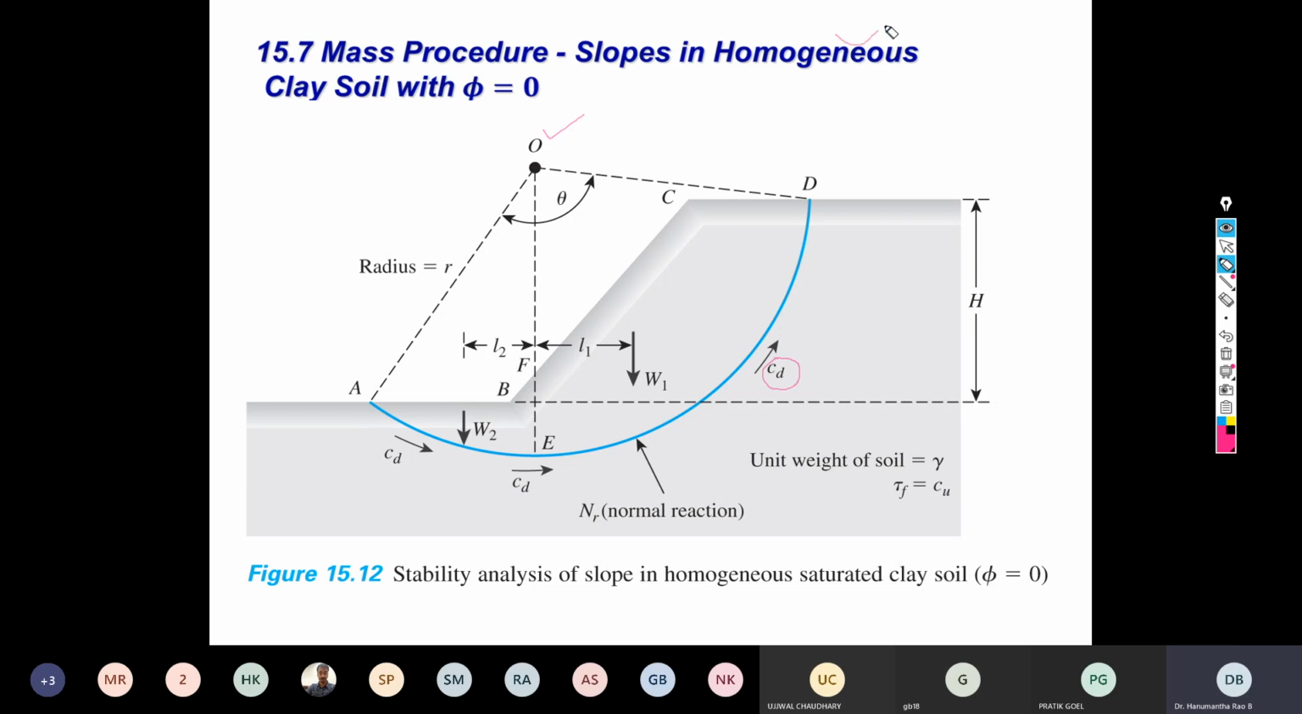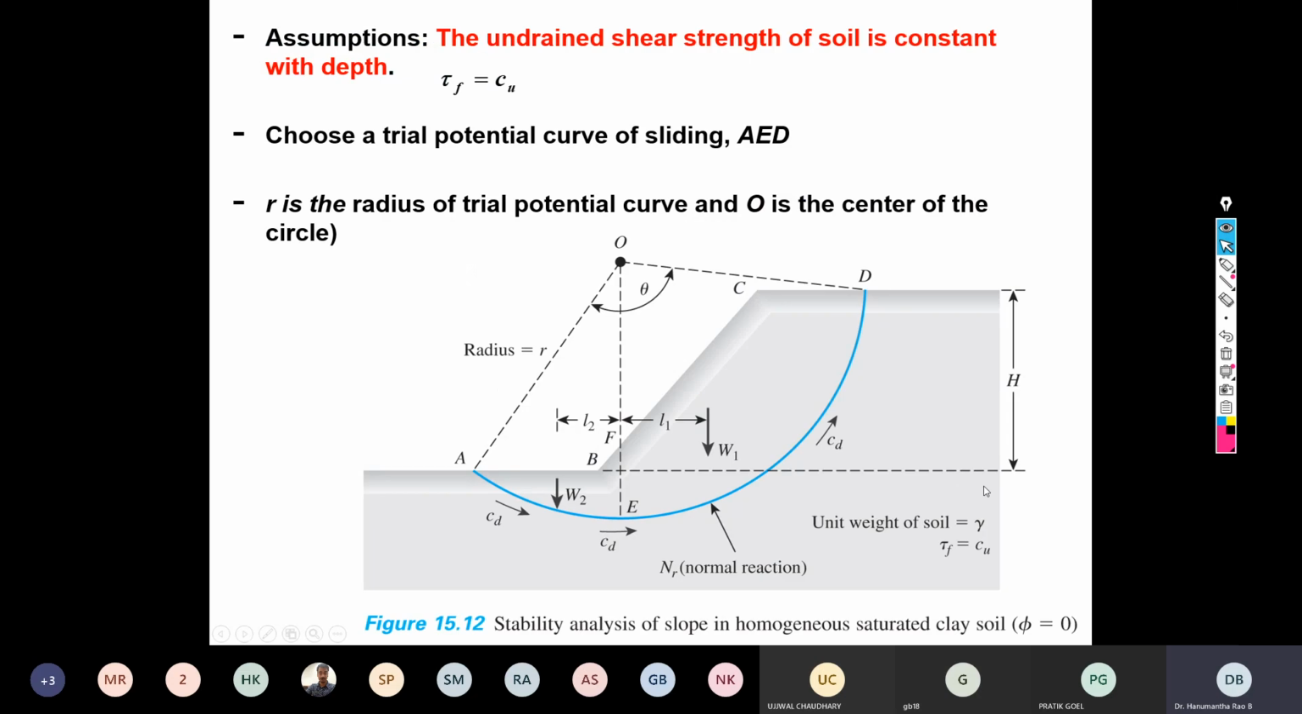Since we are assuming homogeneous soil, the unit weight of the soil is gamma and the shear strength is nothing but Cu. When I say Cu, it is undrained cohesion. The assumption is that the undrained shear strength of the soil is constant with depth, so the undrained cohesion is constant all along the depth of the embankment.